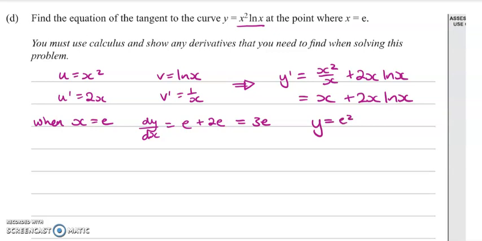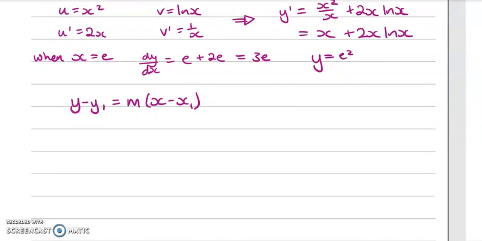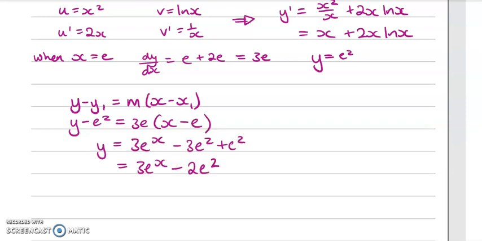I'm just looking at this function for y. So e squared ln e. So ln e is just 1, so y is e squared. So pop it into our equation for a line. So y minus y1 is m times x minus x1, and continue that working through. So y1 was e squared, m is 3e, x1 is e. And just tidying it up like so.